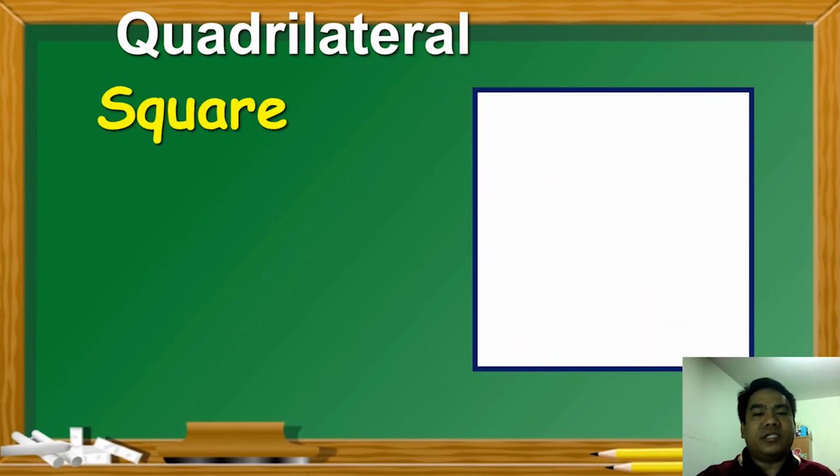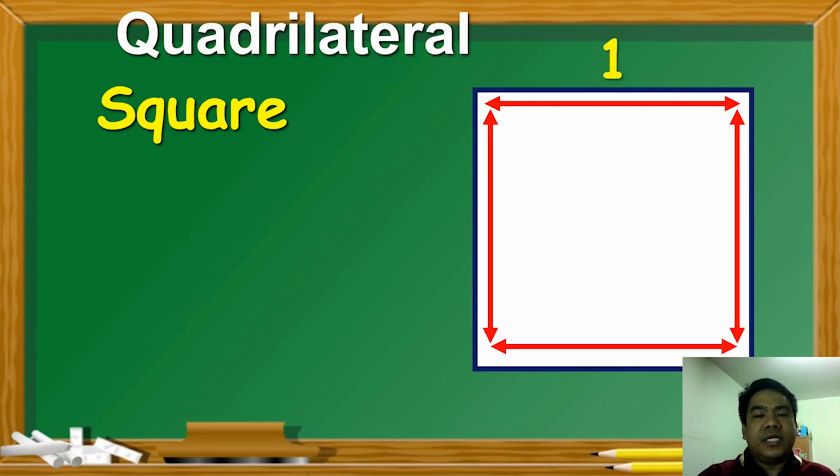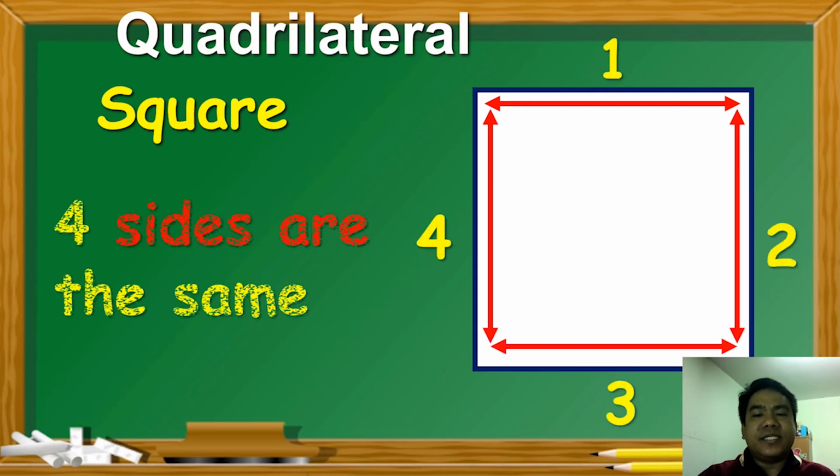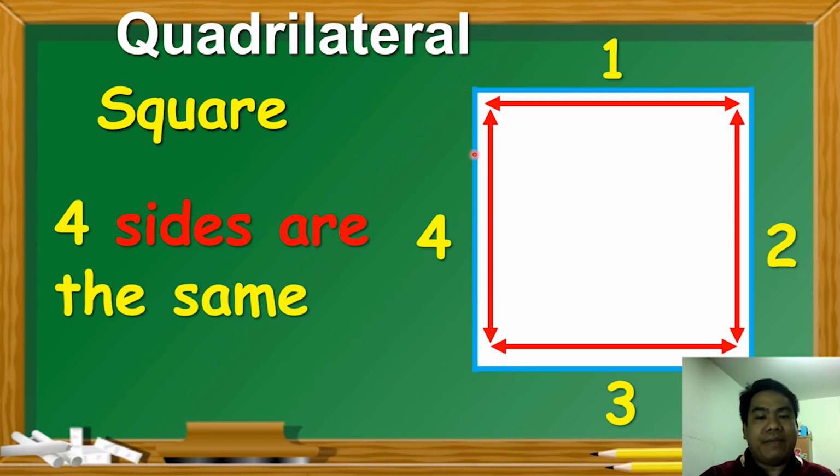So this one is a square. A square has 4 sides. All the sides, the length of the sides, are the same. So 1, 2, 3, and 4 are the same side. So we call that one a square.